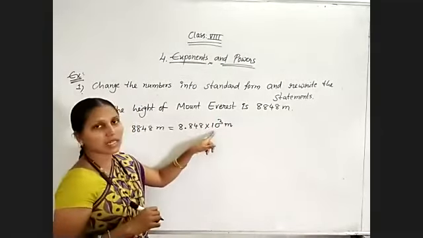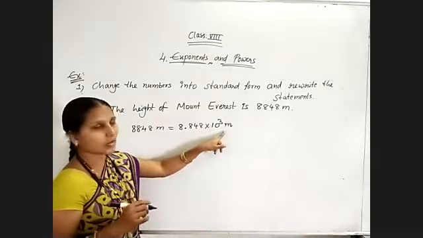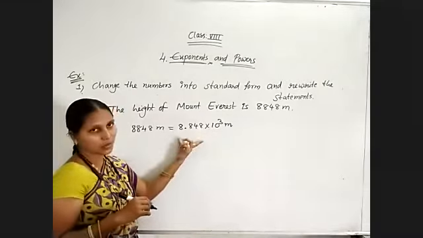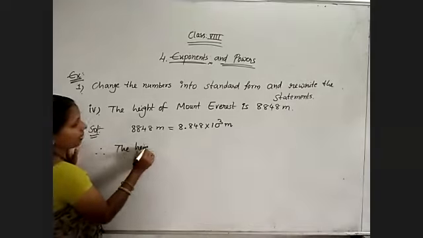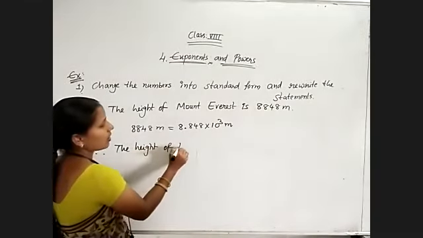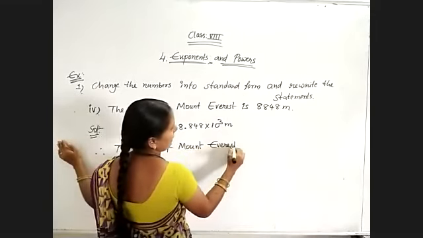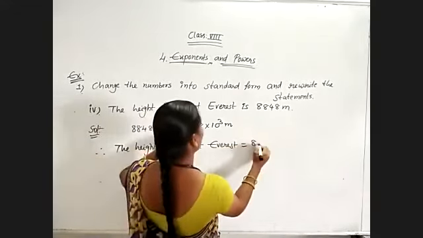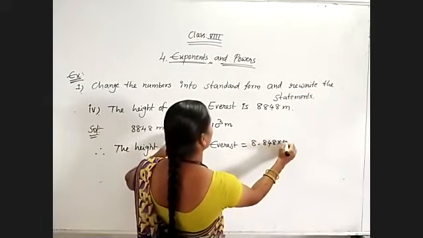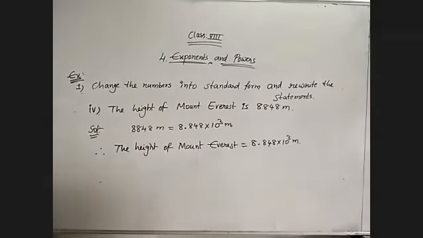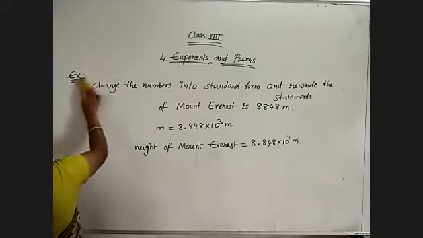10 cube is nothing but 1000, and 1000 meters is nothing but 1 kilometer. But we need to write in exponential form, so I am using exponential form. That's all. Therefore, the height of Mount Everest is equal to 8.848 into 10 cube meters. Next, write the following numbers in the standard form.